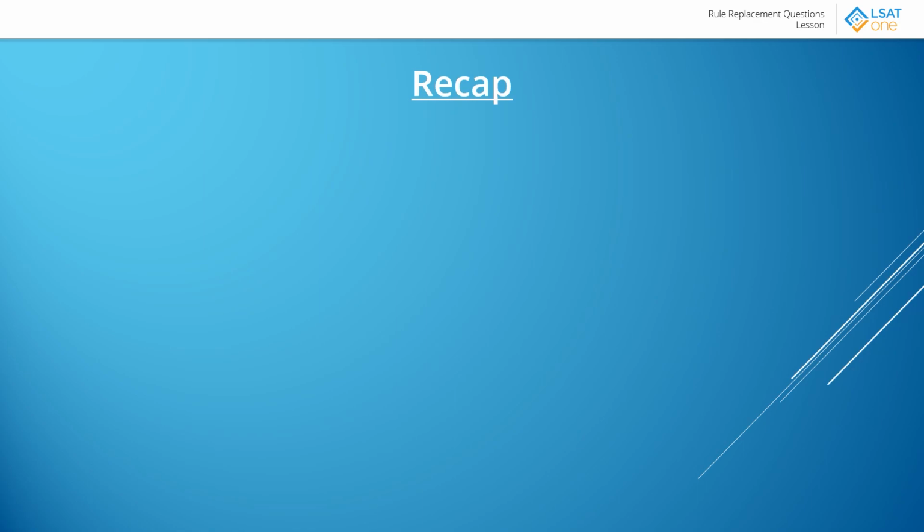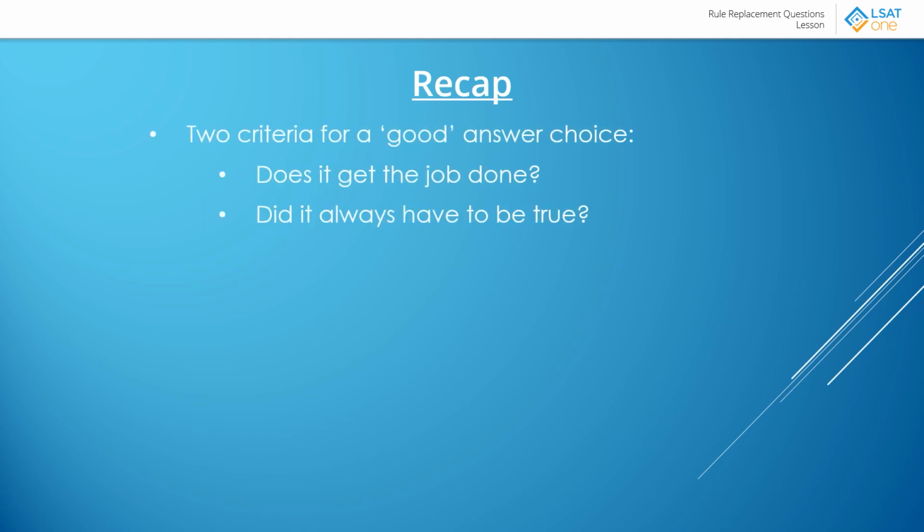All right, so just to recap the general points. As far as a good answer choice to one of these rule replacement questions is concerned, essentially you have two parameters that you're concerned with. First of all, does it get the job done? A good answer choice, and this is somewhat more obvious, is going to ensure that whatever restriction used to exist is going to be maintained. If the original rule said something like X is always before Y, then a good answer choice will ensure that X is always going to be before Y.